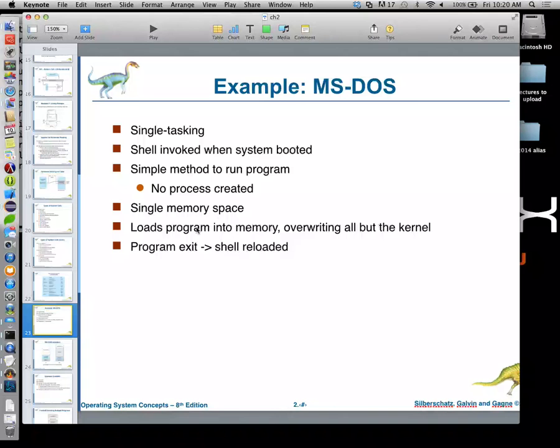This is what I was saying. It loads programs into memory, overwriting all but the kernel. So the early memory management literally just set aside an amount of memory specifically for the kernel, for the operating system, and everything else loaded into the rest.